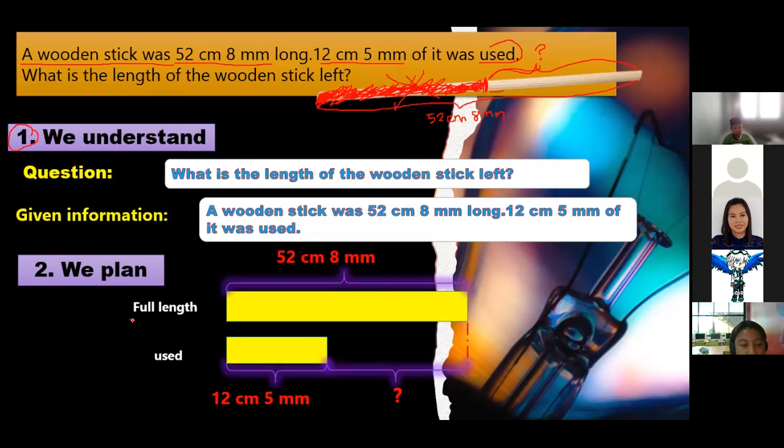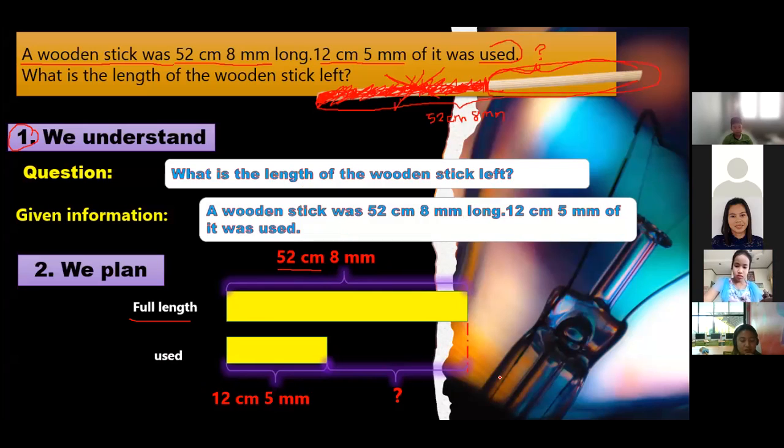So this is the full length of the wooden stick. So remember here, the picture. It means the length of the wooden stick is 52 centimeter and 8 millimeter. And its use is 12 centimeter, 5 millimeter. So this is the one that we use. The question is, what is the length of the wooden stick left? So we don't know.